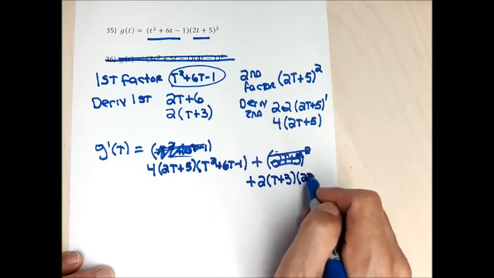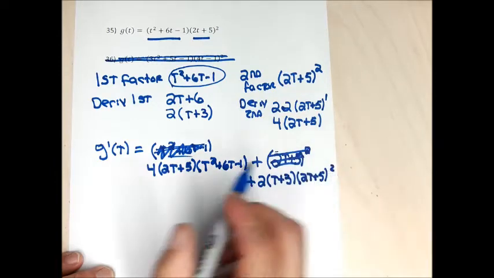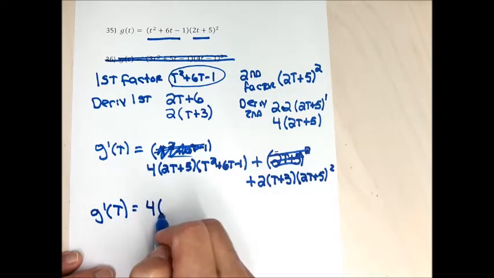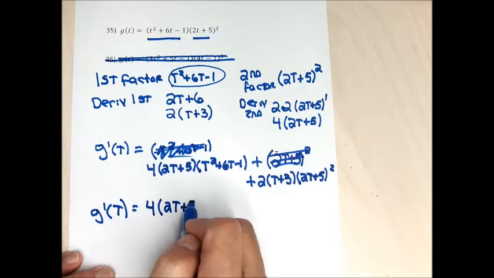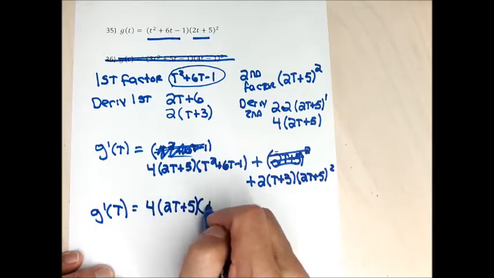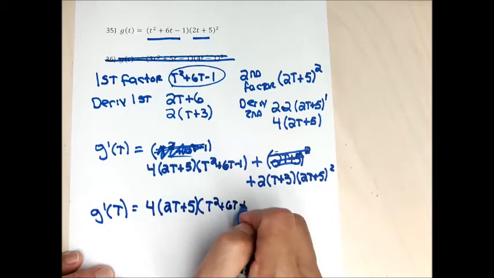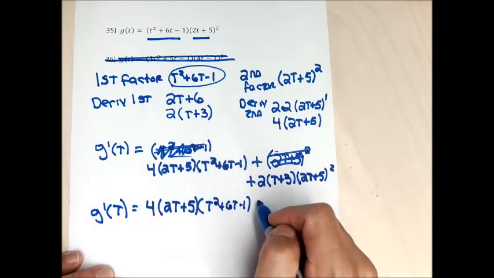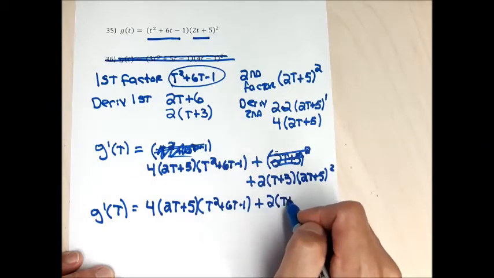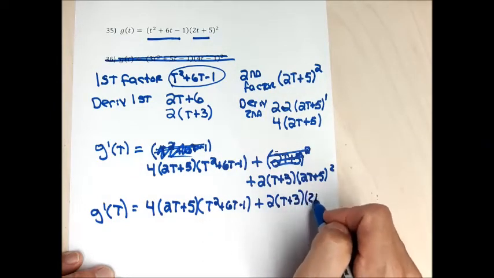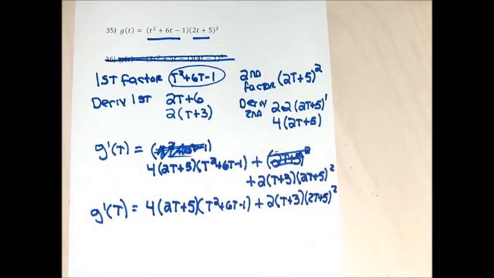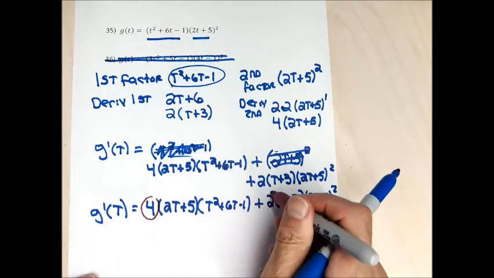And I'm going to write this whole thing over just so you can see it. So I should have written here, for the first factor times the derivative of the second, I wrote them backwards. I did the derivative of the second times the first factor. And then for the second factor times the derivative of the first, I also wrote them backwards. So that's the derivative.